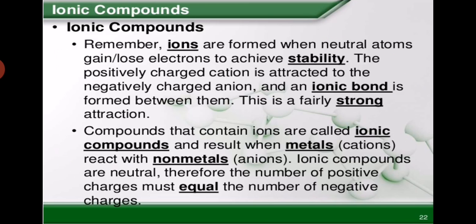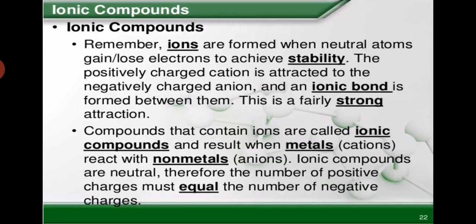We are going to discuss some properties regarding our ionic compounds. Ionic compounds are formed when neutral atoms gain or lose electrons to achieve stability. The positively charged cation is attracted to the negatively charged anion, and an ionic bond is formed between them. This is a fairly strong attraction.